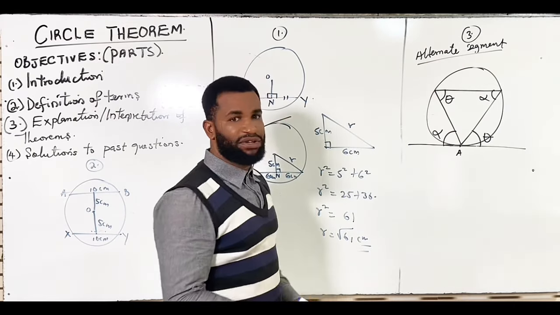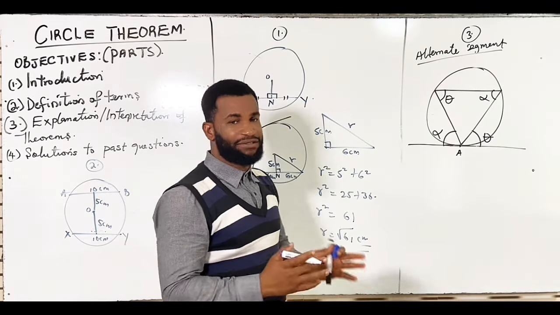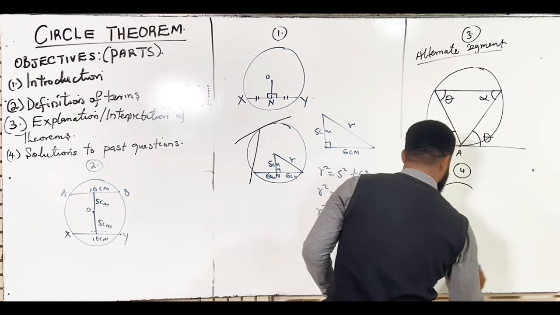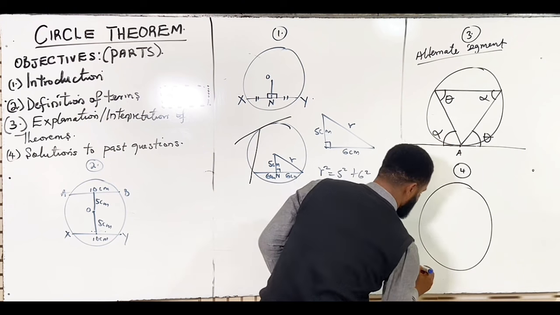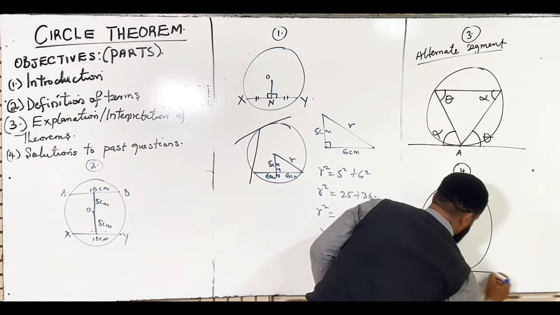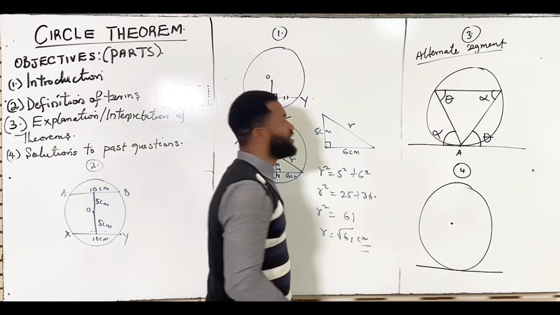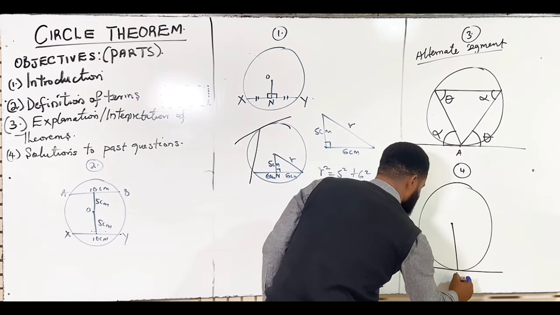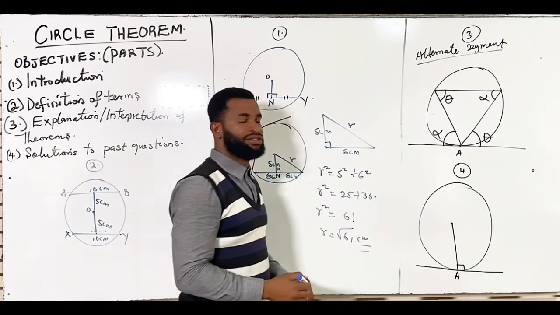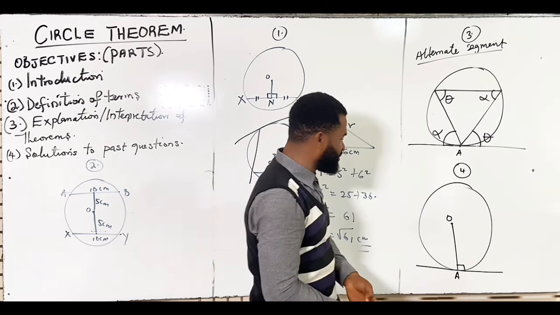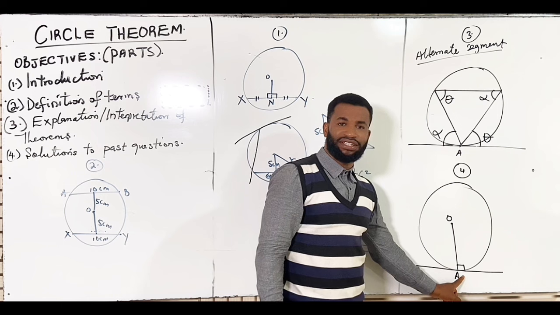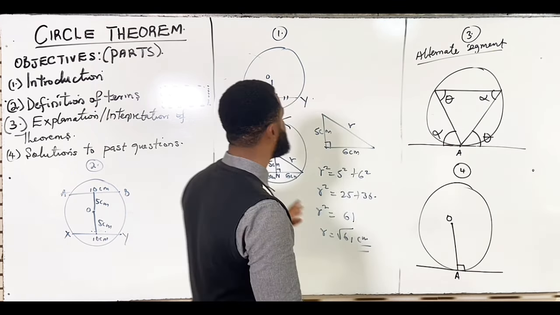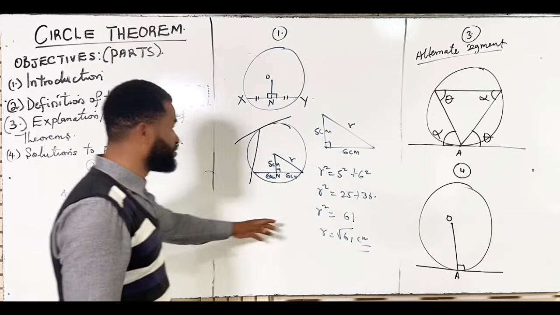I also want to bring another one that has to do with the tangent and the line from the center of the circle. Let me call it number 4. If this is a circle, and then you have a tangent, and this is the center of the circle, a line from the center of the circle meets the tangent at 90 degrees. So these are the 4 laws I have given us so far.